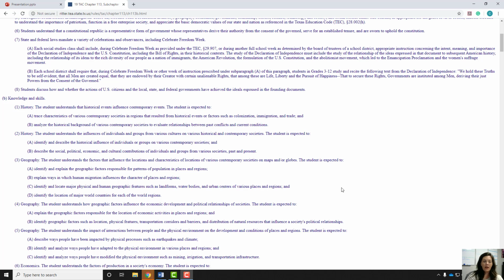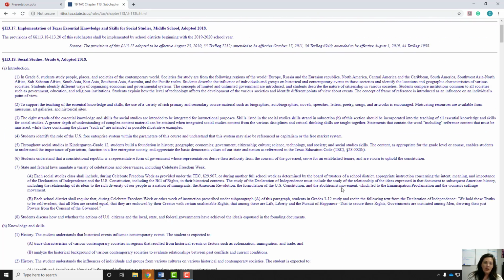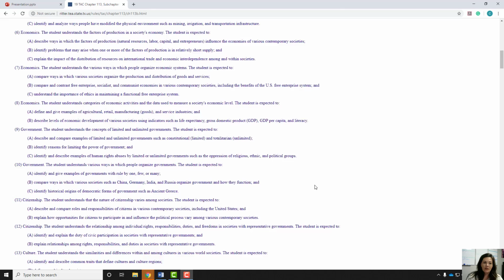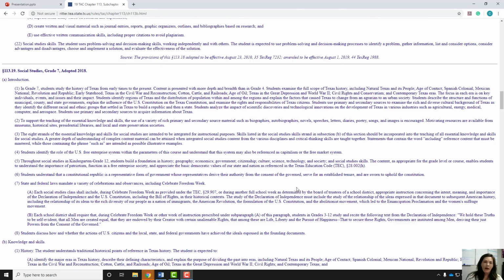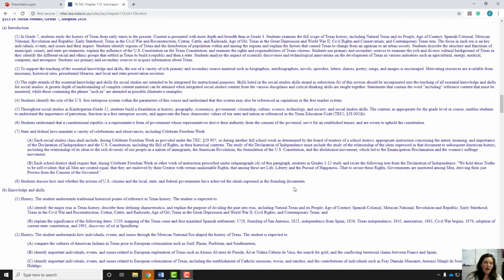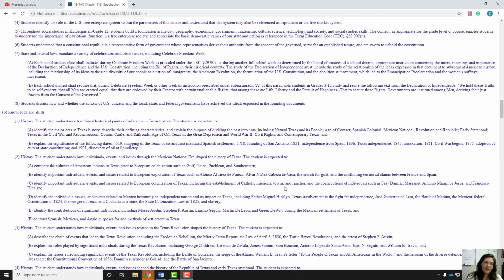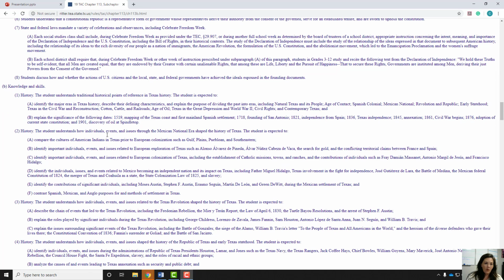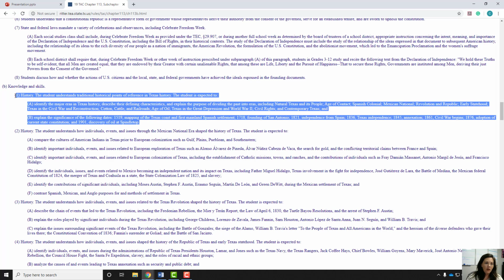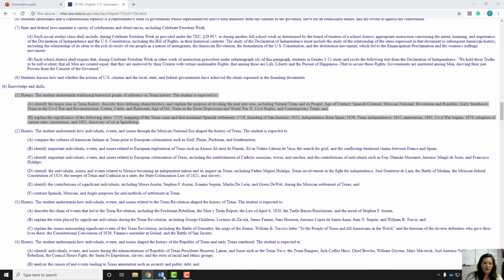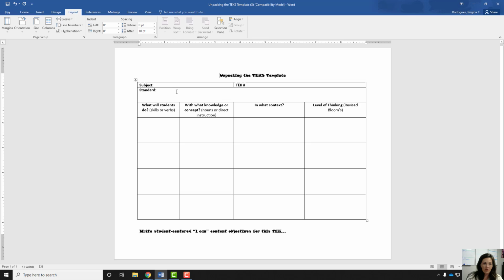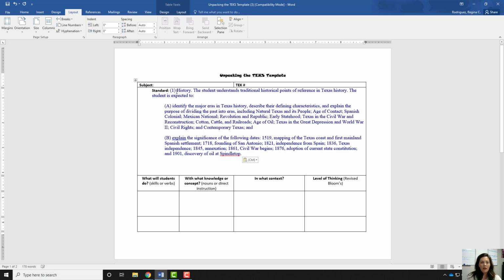So for my sample today, I'm going to be working with some 7th grade history TEKS. And if you know your social studies TEKS, you know that in 7th grade, it is all about Texas history. So I'm going to select one of my knowledge and skills statements. I'm actually just going to pick the first one here, which is history. I'm going to copy all of number 1, and then I'm going to go into my Unpacking the TEKS document, and I'm going to just paste it under standard. I hit Control V, it'll paste it under there.